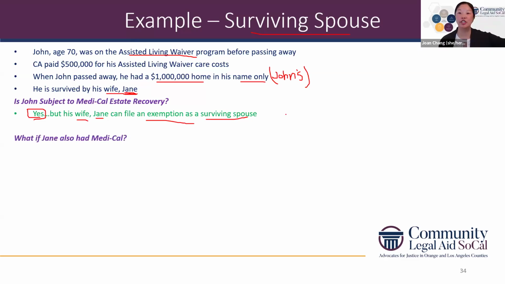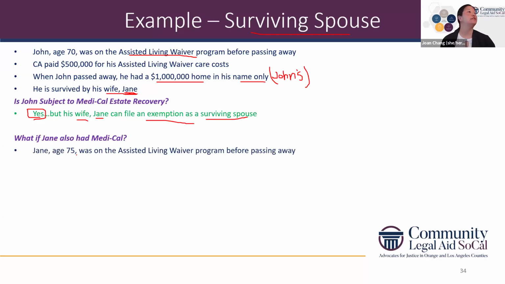Okay, but let's talk about Jane now. Unfortunately, John has already passed away. Jane has inherited the home that was in his name only. Let's talk about Jane, because Jane also had Medi-Cal.